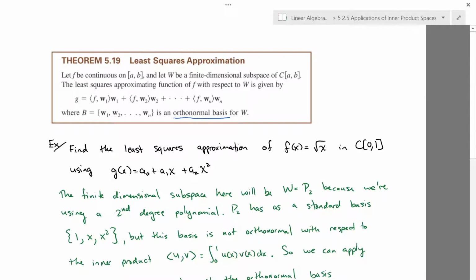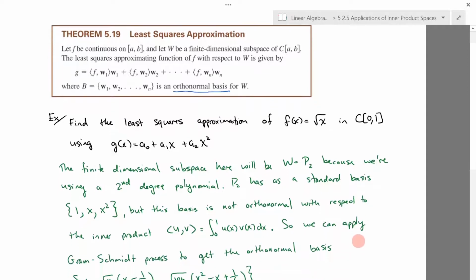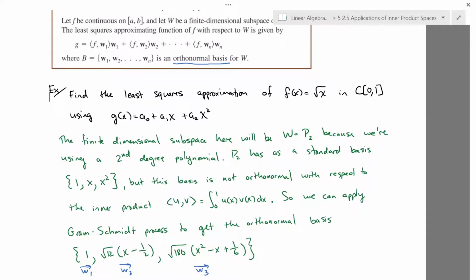And so to obtain an orthonormal basis, we can apply the Gram-Schmidt process to this basis. The calculation for that is not here, but essentially you get this orthonormal basis after applying the Gram-Schmidt process to the standard basis. So these three vectors will be our vectors W1, W2, and W3 in calculating this expansion.